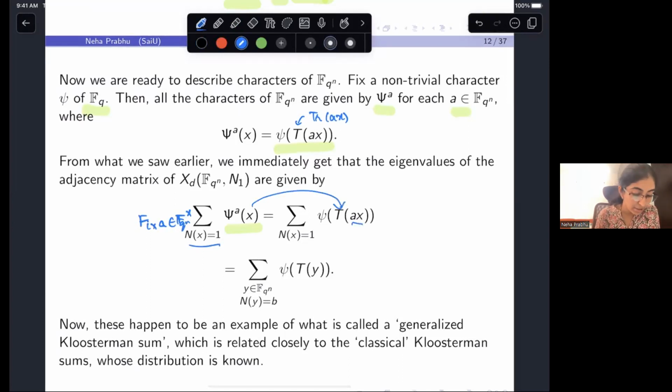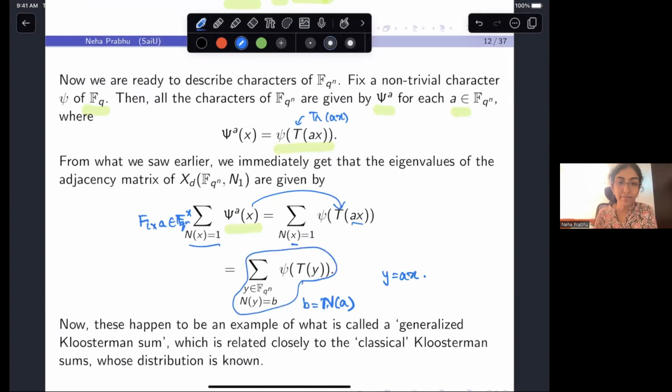Now I just do a change of variable here because I'm having norm x equal to 1, trace of ax. I can just change it to be a sum over y, where you're taking trace of y, and norm y is b. Sorry, b being the norm of it. So y is basically ax. And with this change of variable, I get this very nice simplified looking term.